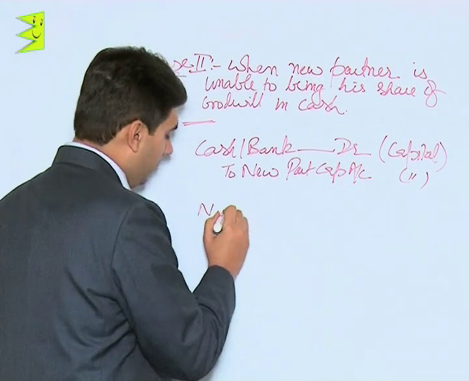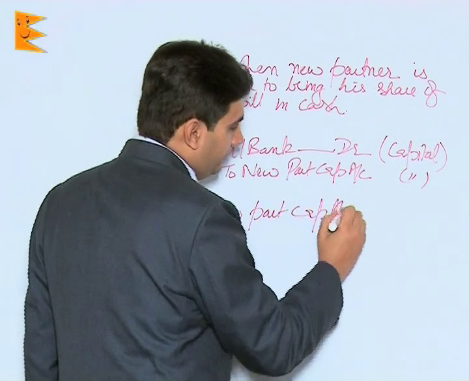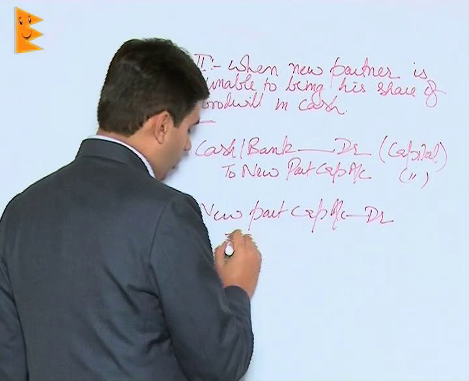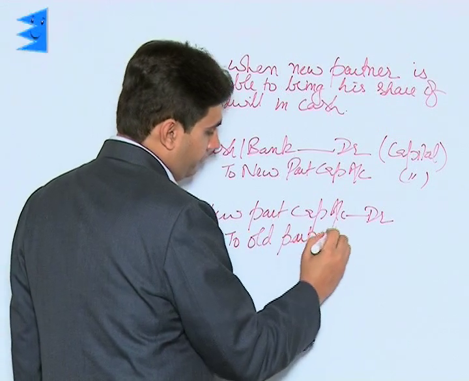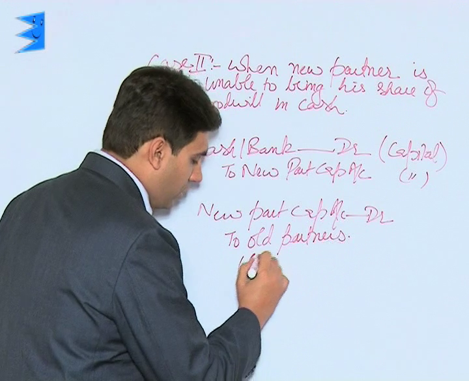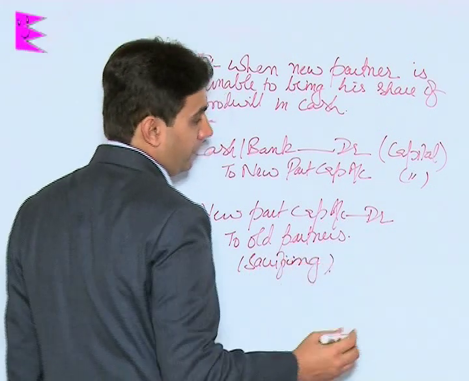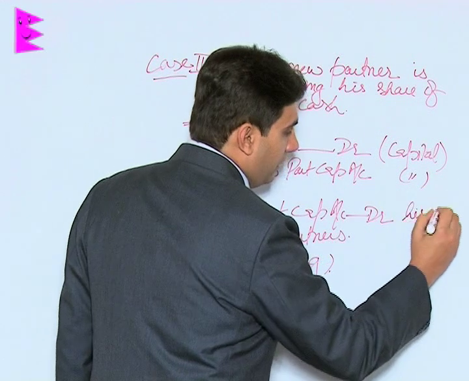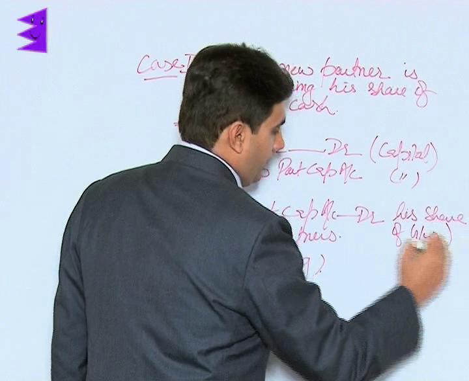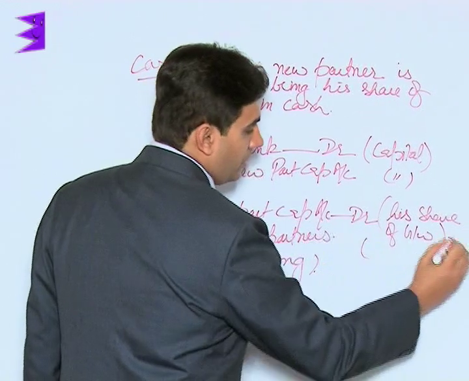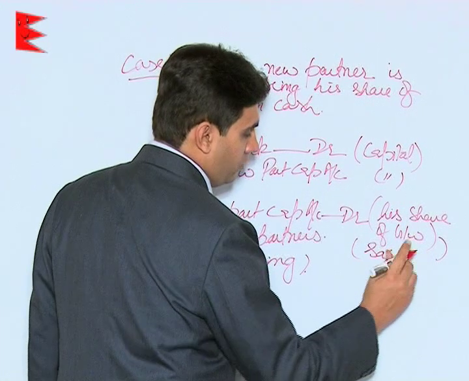So the entry would be new partner's capital account debited to old partners, again only the sacrificing ones, his share of goodwill and in their sacrificing ratio.